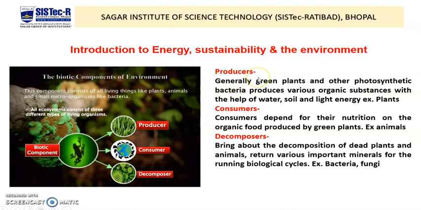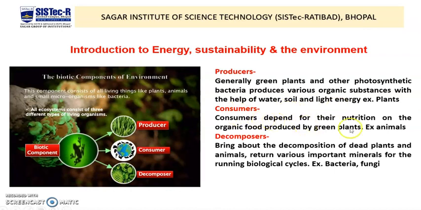So what is producer? Producer means autotrophs, green plants that make their own food. So green plants and other photosynthetic bacteria produce various organic substances through photosynthesis with the help of water, soil and light energy. Examples of producer is plants.